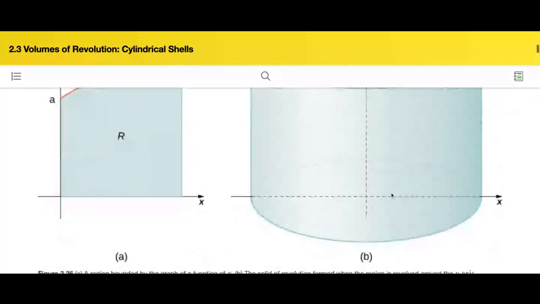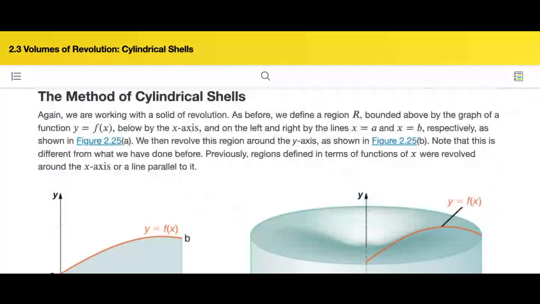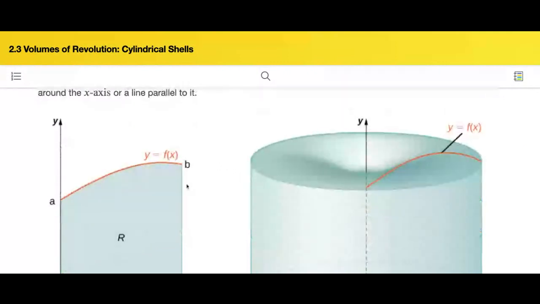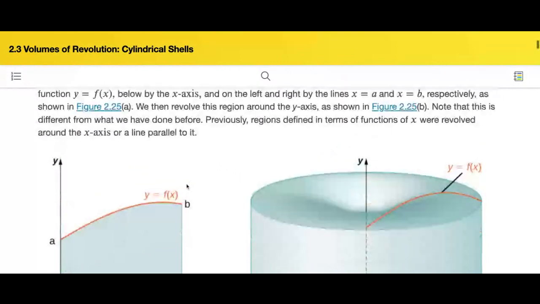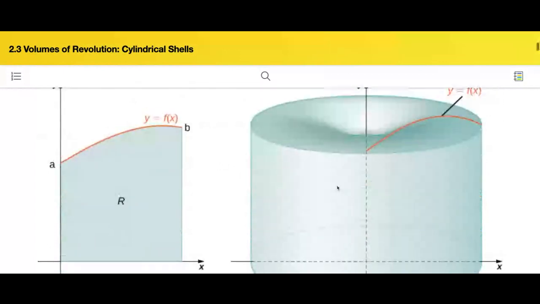So this is a cylinder outside. Again, we're working with the solid of revolution. As before, we define a region R bounded above by the graph f and below by the x-axis, and on the left and right by the lines x equals a and x equals b, respectively, as shown here. We're rotating this piece over the x-axis or over the y-axis. This is rotating over the y-axis, so we get this cylindrical picture.